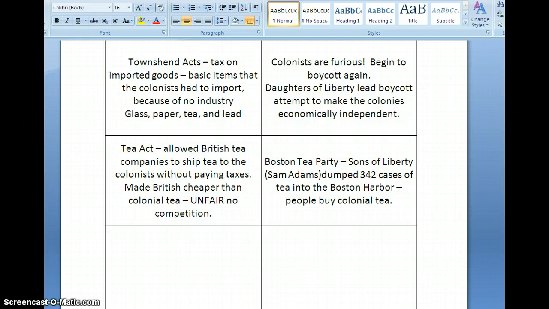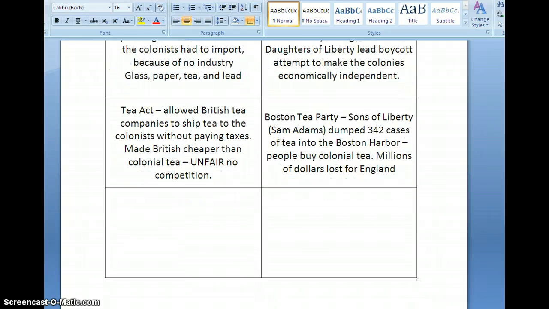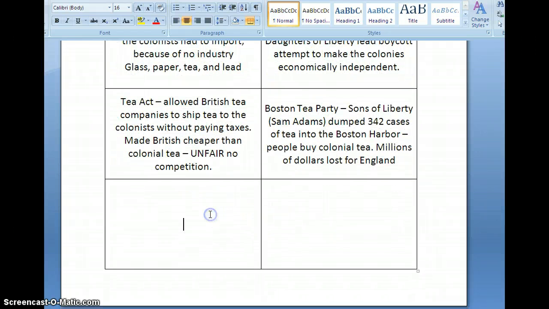And kind of an interesting thing, millions of dollars were dumped into the Boston Harbor. Millions of dollars were lost for England. All right, scroll down to our last one.